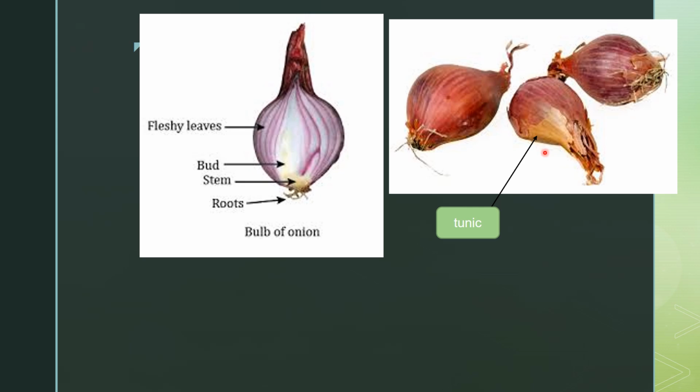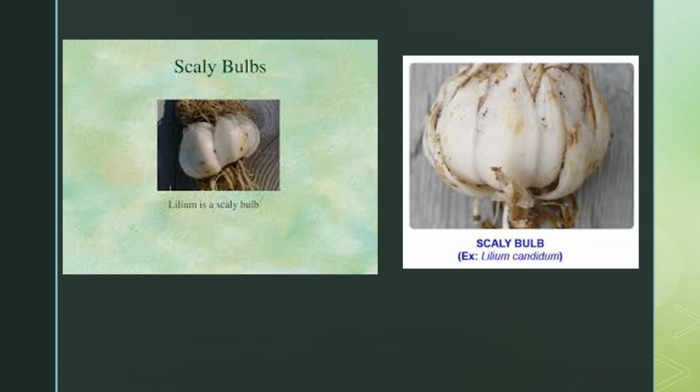But if the bulb has no dry membranous cover over the fleshy leaves, it's called a scaly bulb, like this one. This is Lilium candidum, a plant with a scaly bulb. These are the fleshy leaves, and there is no dry membranous layer covering these scale leaves. So it's called a scaly bulb.